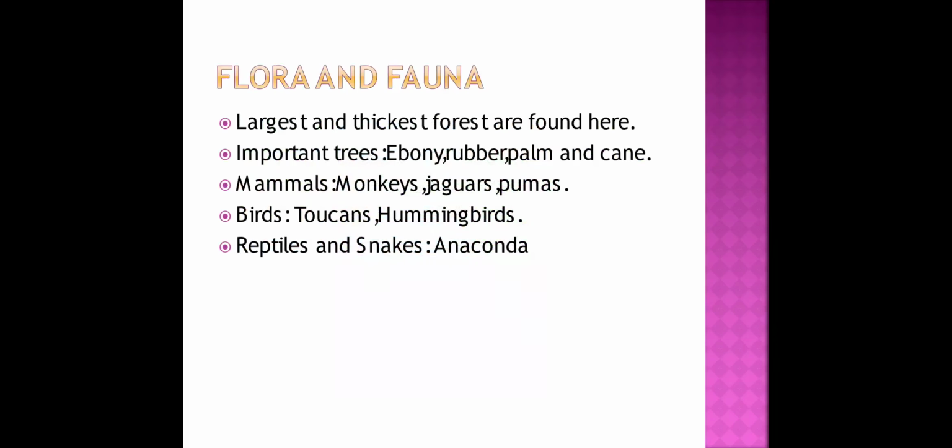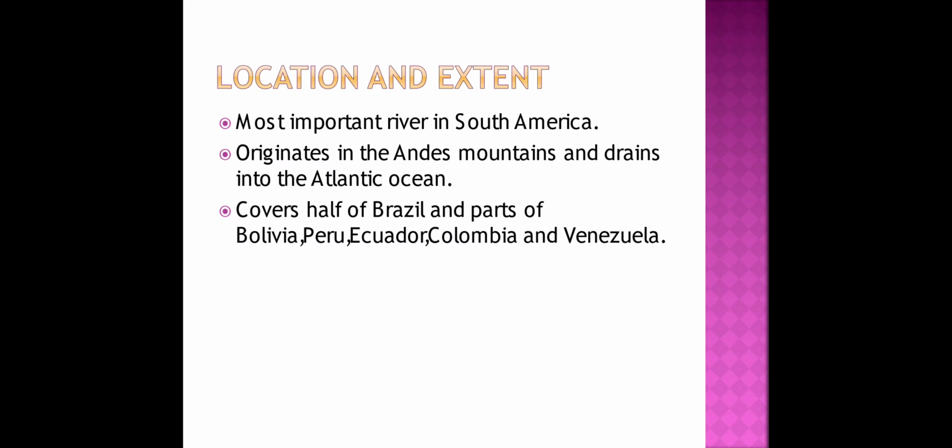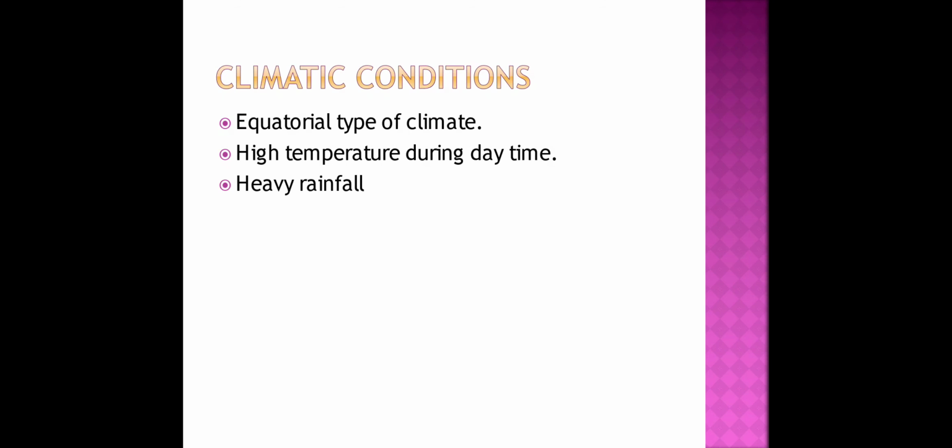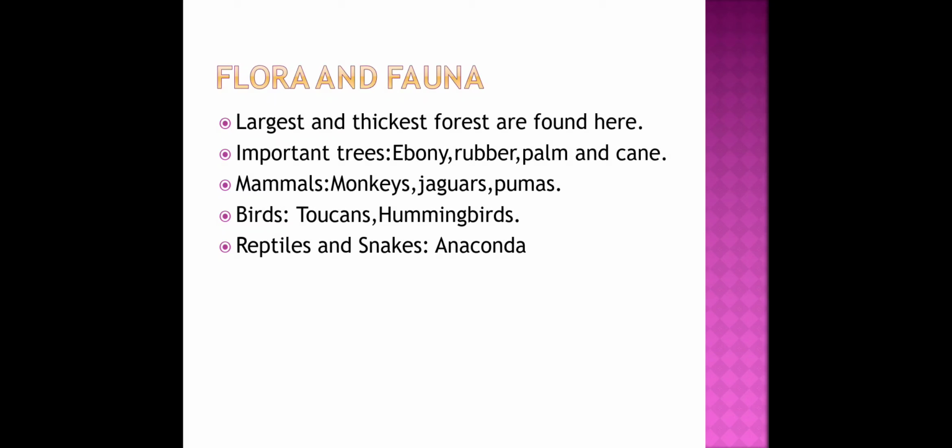We'll have a quick recap of what all we did in the Amazon basin. So we started with the location and extent, where I told you that it is the most important river there, which originates in the Andes mountains and drains into the Atlantic Ocean. Then I told you which all parts it covers. Talking about the climatic condition, this area has an equatorial type of climate with heavy rainfall. Then comes the flora and fauna. I had given you important animals and important trees which are found in the Amazon basin. You should at least remember a few of them, okay.